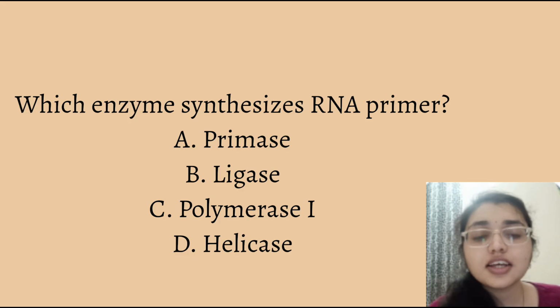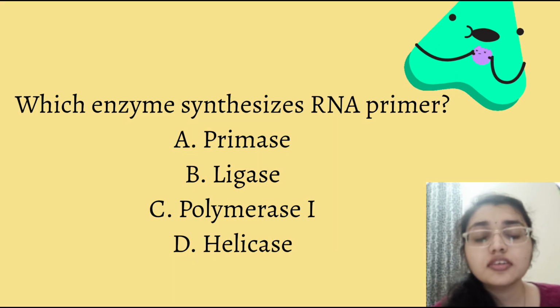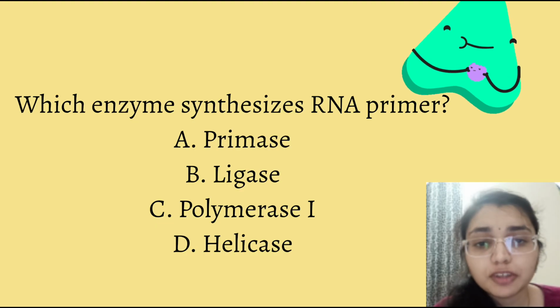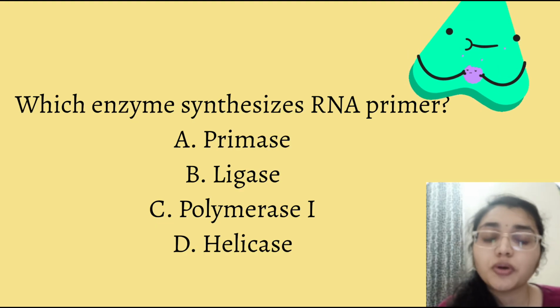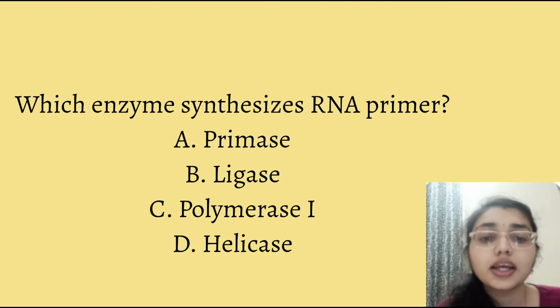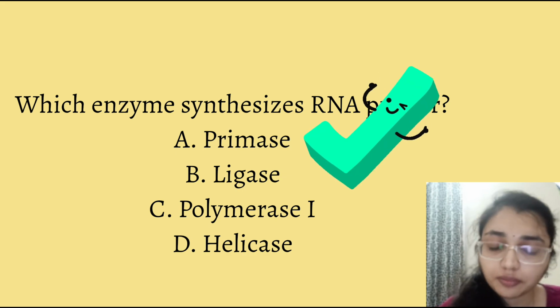Which enzyme synthesizes the RNA primer? RNA primer is synthesized by option A primase, option B ligase, option C polymerase 1 or option D helicase. So here the correct answer is primase. That is option 1, A.